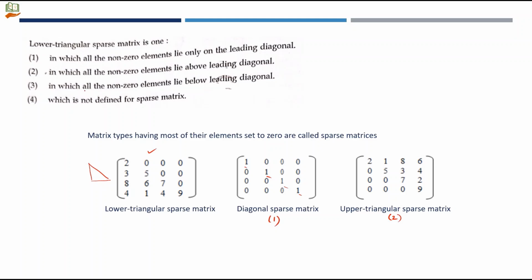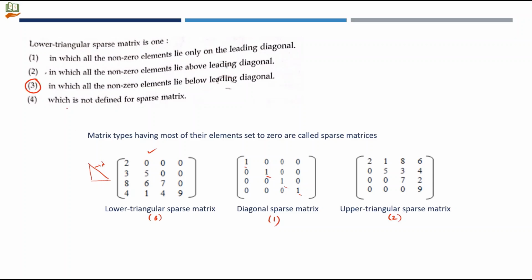The third option, all the non-zero elements lie below the leading diagonal. If this is going to be the diagonal, all the non-zero elements lie below it. This is perfectly matching a lower triangular sparse matrix. Option number 3 will be the right answer.